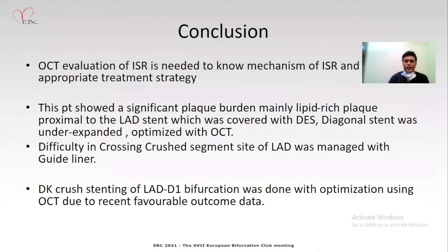The diagonal stent was under-expanded, which was expanded well with POT and optimized with OCT. Difficulty in crossing the crushed segment of the LAD was managed with the Guideliner with balloon tracking. DK crush stenting of the LAD-D1 bifurcation was done with optimization using OCT due to recent favorable outcome data.